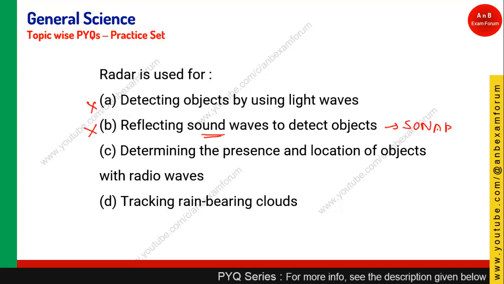Okay. And the next one is determining the presence and location of object with the radio wave. Yes, it is correct. It is radio detection and ranging. So option C is the right answer.